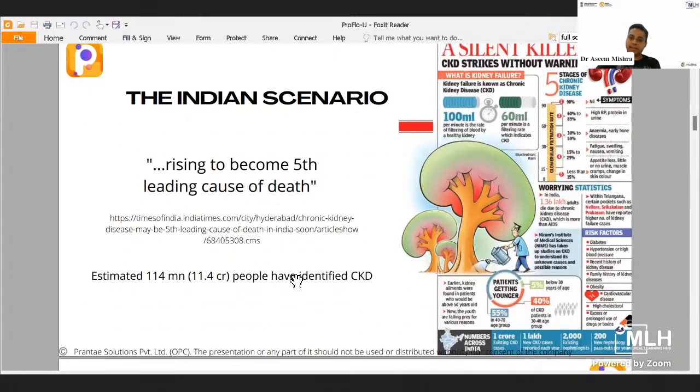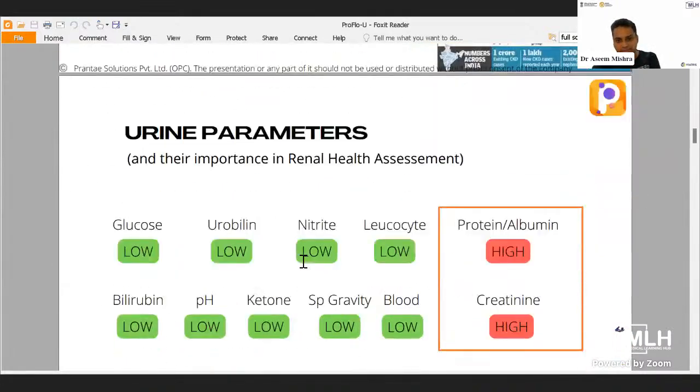In India, it is now being recognized by the general public and in newspapers that CKD is rising to become the fifth leading cause of death. It's estimated that roughly 11.4 crore people in India have currently been identified as having CKD. Which means that there are still a larger number of people who are probably in stage 1, 2 or 3 who have not been identified as having chronic kidney disease as yet.